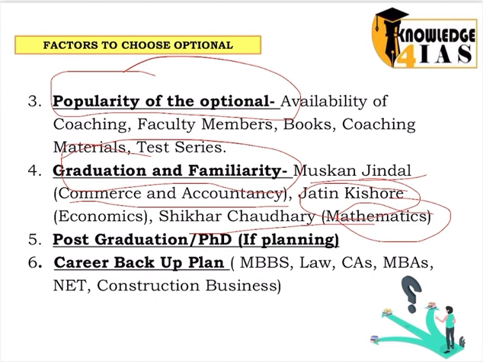Then factor number 6 is career backup plan. There are many people who think, what if I do not qualify UPSC? Say that person is an MBBS doctor, and he believes that if he doesn't qualify UPSC, he is going back to the career of medical science. Then naturally, choosing an optional like medical science will not bring him far away from the field of medical science.